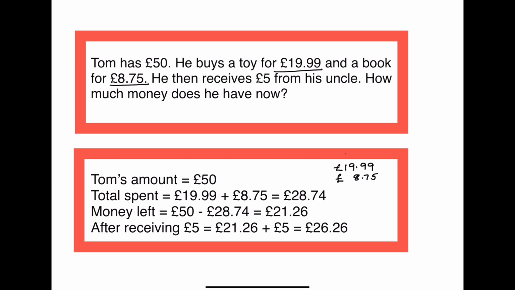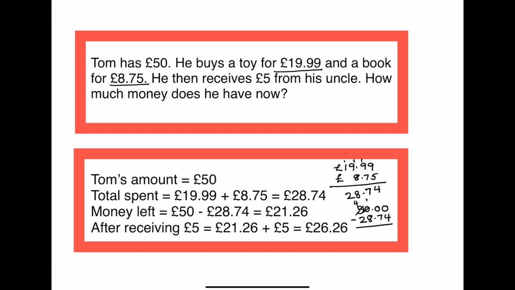When you are adding, place the point under the point and you get the point in the answer as well. So the total spent is 28 pounds 74p, and we need to work out how much money is left from 50 pounds. So take away 28 pounds 74p from 50 pounds. Need to do borrowing subtraction here. Point under the point again.